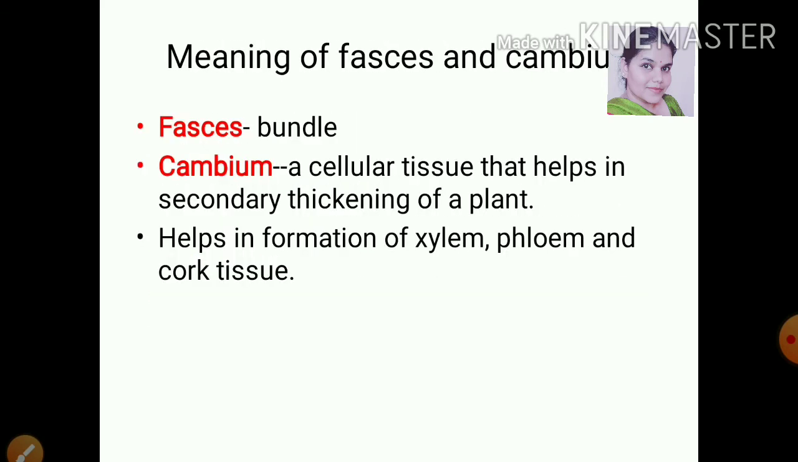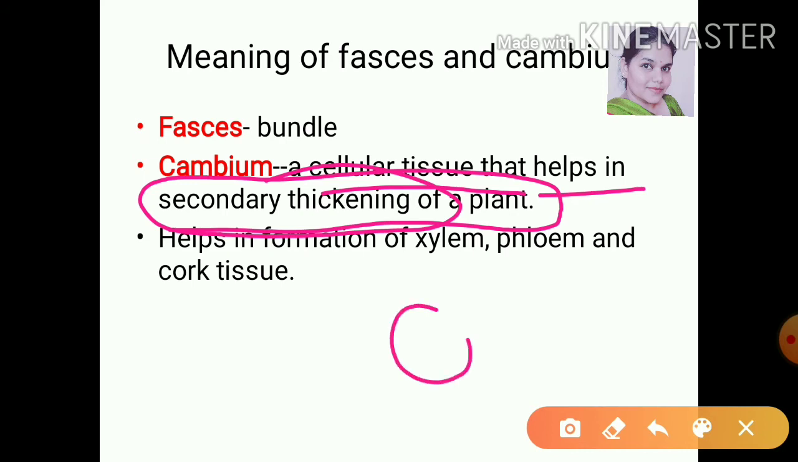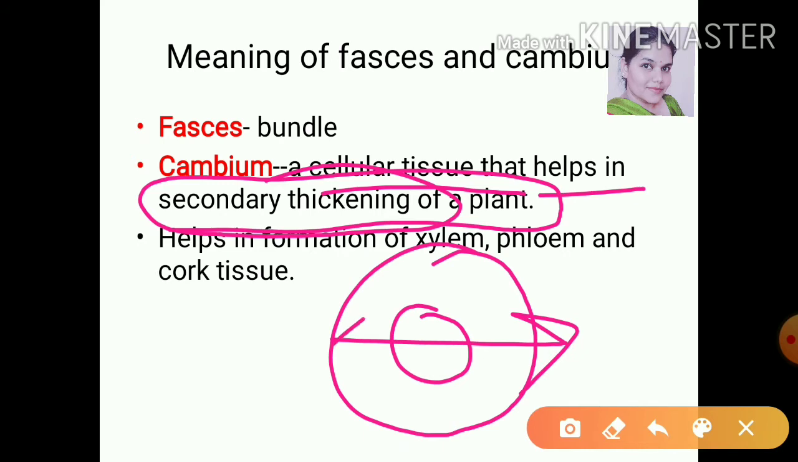The second word is cambium. Cambium is a cellular tissue which helps in secondary thickening of the plant. Secondary thickening means, let us say this is the size of the plant's body, its girth, when the plant is in the primary, younger stage. At maturity, the girth will increase. This horizontal increase in the size of the plant is called secondary thickening or secondary growth of the plant.